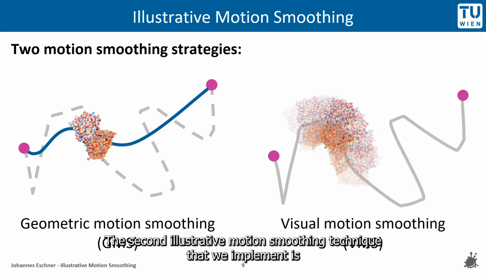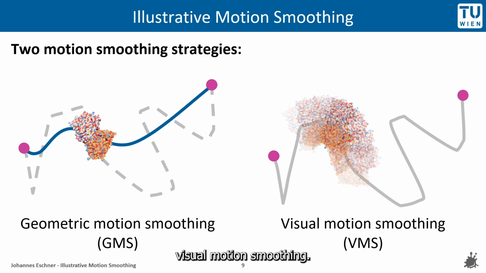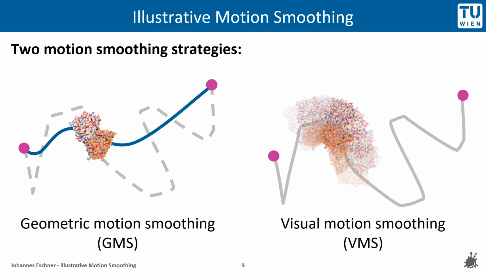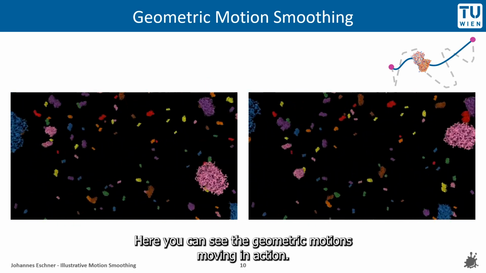The second illustrative motion technique that we implement is visual motion smoothing. Here we perform temporal blending to show different time steps of the molecule's path at the same time, essentially creating a streak which indicates the speed and the direction of the molecule's movements. Here you can see the geometric motion smoothing in action.